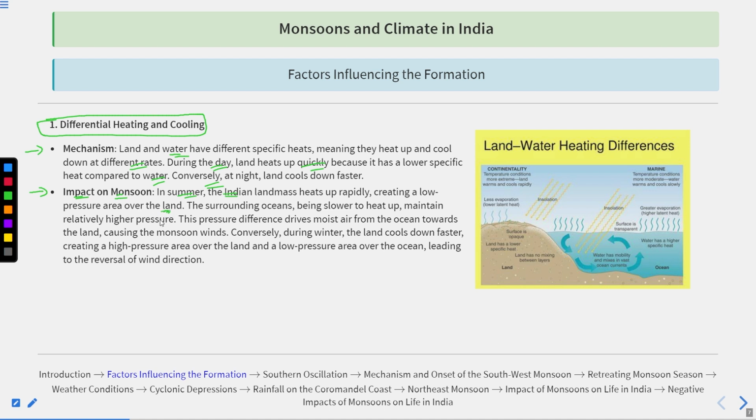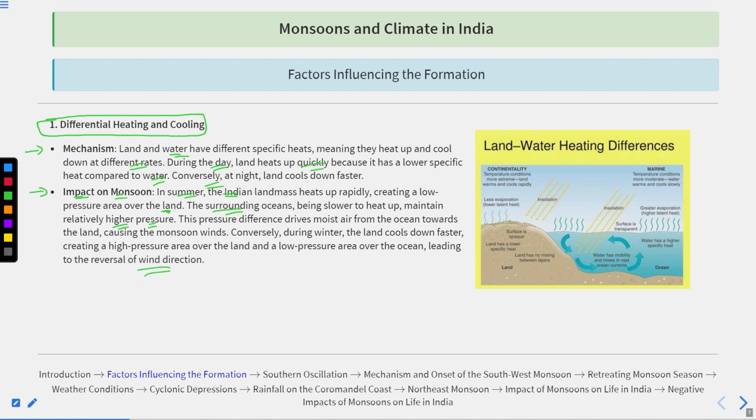Okay. And remember, the wind flow is always from high to low. So that's why the surrounding oceans, because they are slow to heat up, maintain relatively high pressure over this. And this pressure difference basically drives moist air from the ocean towards the land and causes the monsoon winds. Conversely, during the wintertime, the land cools down faster and creates a high pressure area over the land and a low pressure area over the ocean, leading to the reversal of wind.